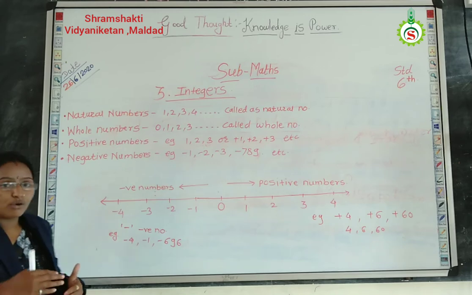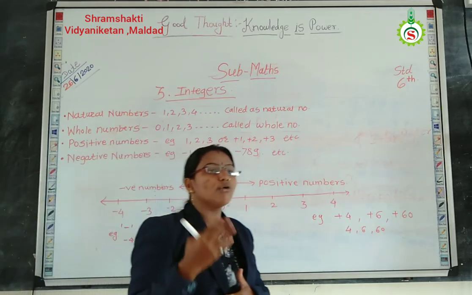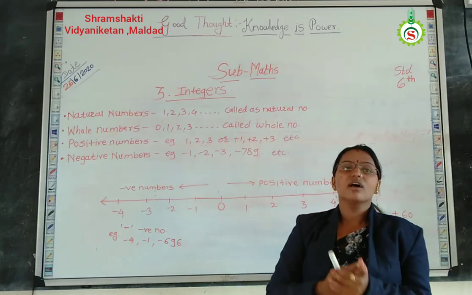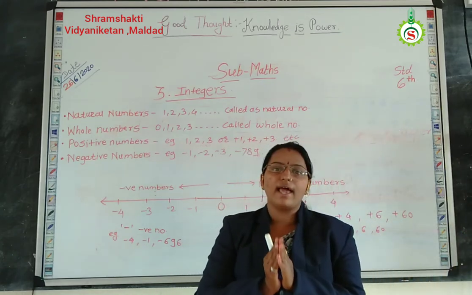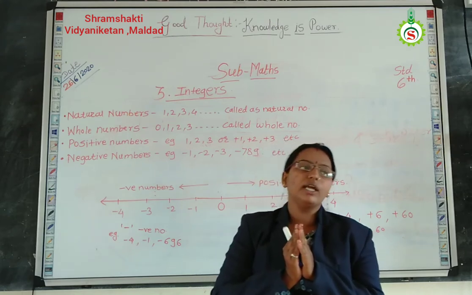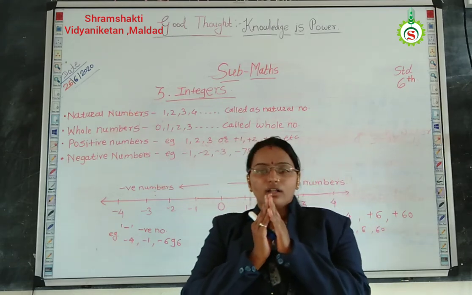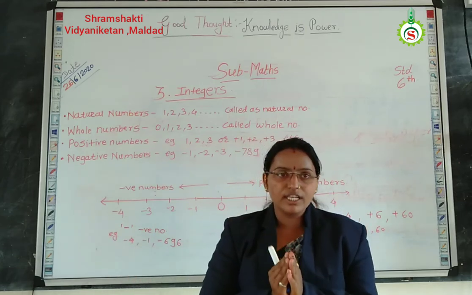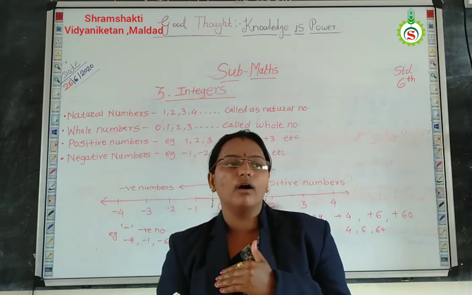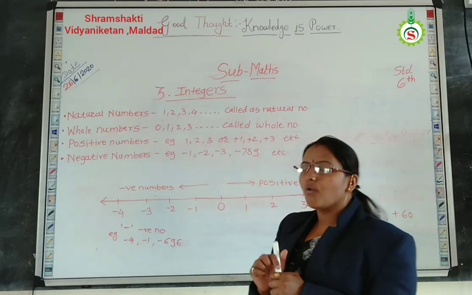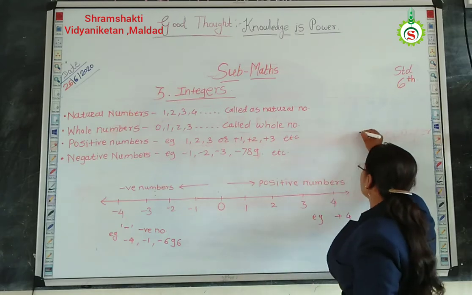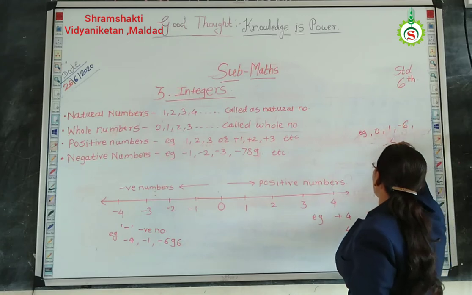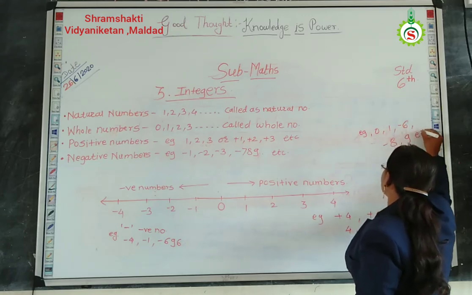Now we are going to study integers in detail. So what is meant by integer? Integer means the set of all natural numbers together with 0. Means what? Positive numbers and negative numbers including 0 form a group of numbers called integers. Examples of integers are 0, 1, minus 6, minus 8, 9, etc.